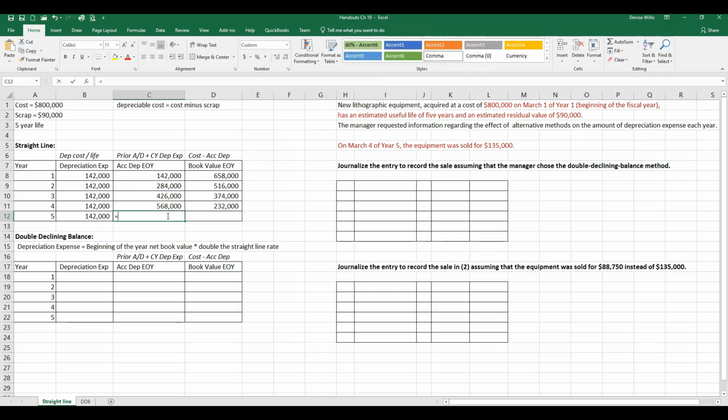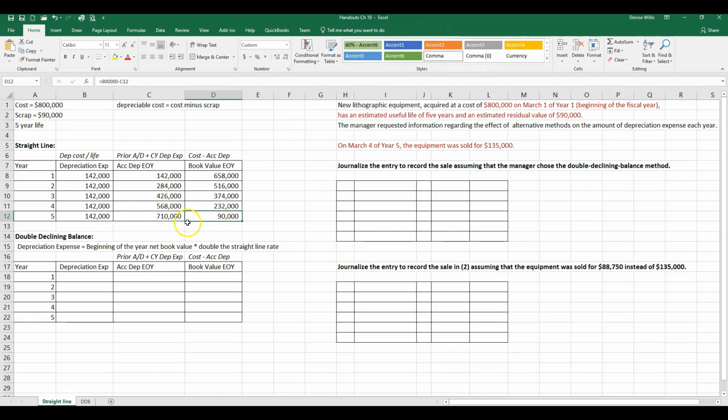One more year to finish out. This is going to equal the previous year's amount plus the current year's depreciation. Okay, and this is going to equal the cost minus the accumulated depreciation. Okay, so a couple things to notice here. When we are done fully depreciating this, the ending book value is going to be the same as scrap. Okay, we don't ever want to go below scrap value. So those are the same.